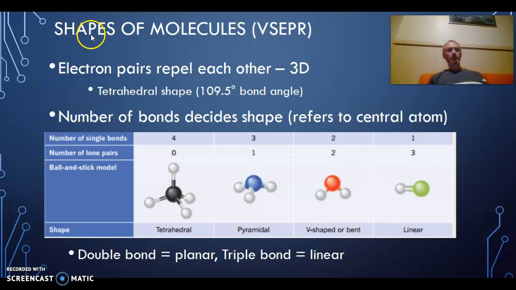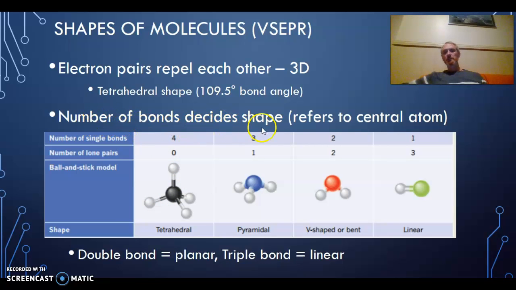Firstly, the shapes of molecules, or VSEPR. Electron pairs repel each other in 3 dimensions. They're 3-dimensional objects, which will give you 4 things repelling each other, a tetrahedral shape. It's worth having it in the back of your mind. That's a 109.5 degree bond angle. That's as far apart as 4 things can get in 3 dimensions.